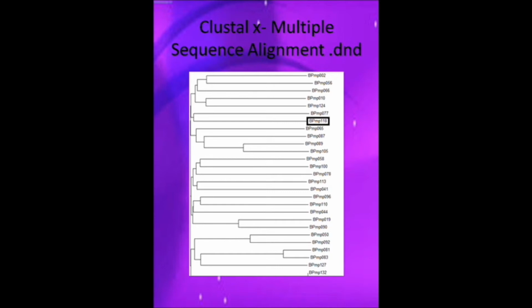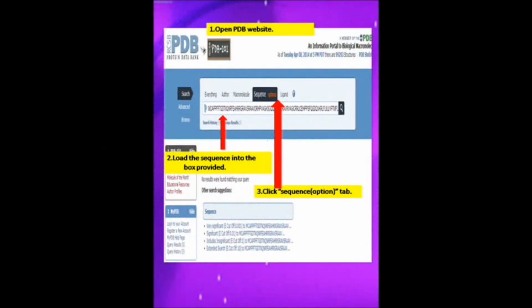What you need to do are, first, you need to open Mega program, then load sequence by using .dnd file and wait for the result. This is the result for multiple sequence Cluster X for tree alignment by using .dnd file viewing by Mega program. You can see BPMP118 in the Cluster X result. Okay, now I will tell you how to get the tertiary structure of the BPMP118 sequence.